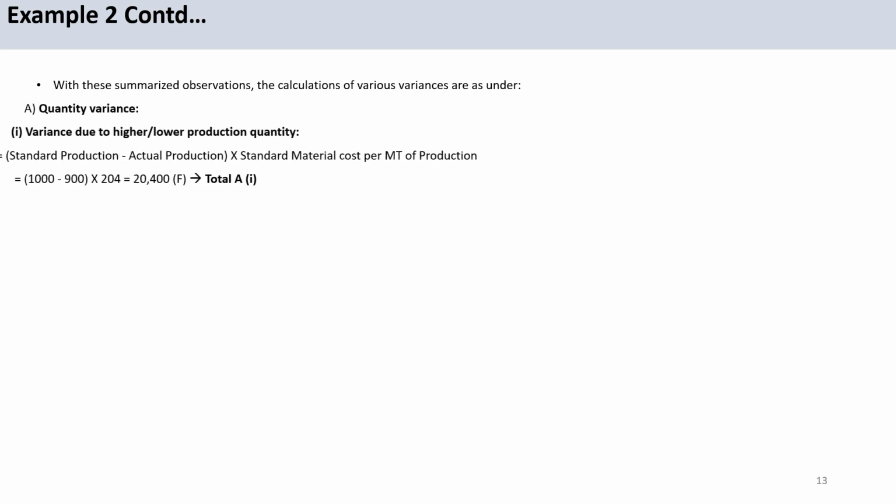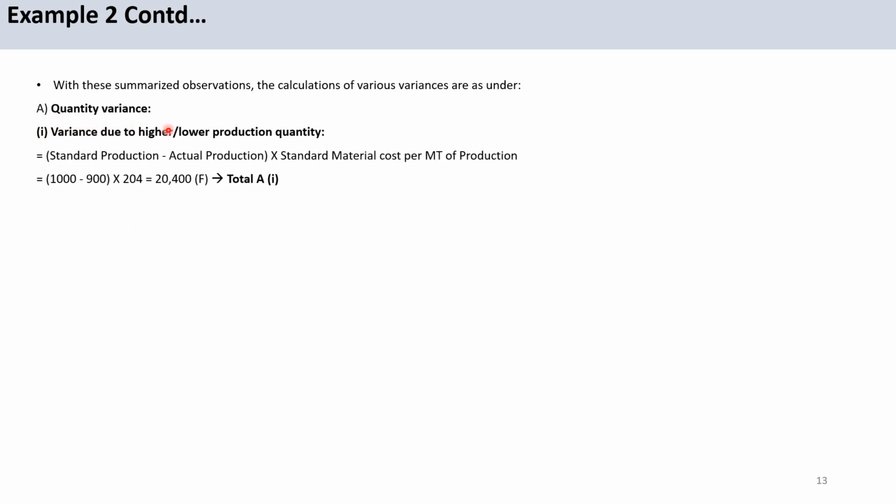Continuing this example, the quantity variance will be calculated due to higher or lower production. The standard production, which we know, is 1000 metric tons. The actual production we know is 900. So we produced 100 tons less. At a standard material cost per ton of production of $204, $20,400 is the favorable variance due to lower production quantity.